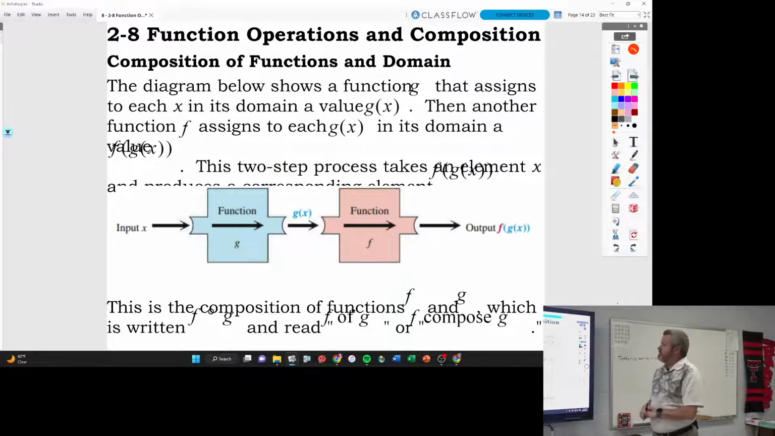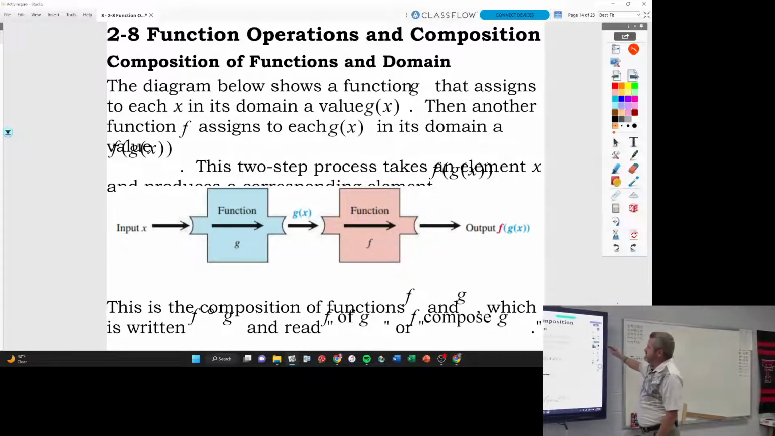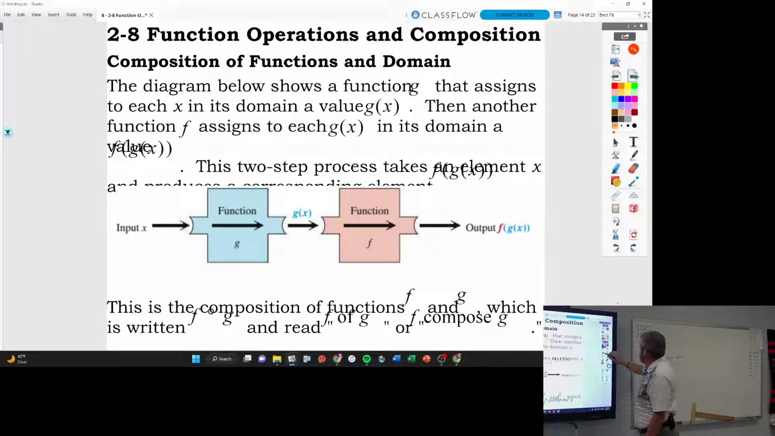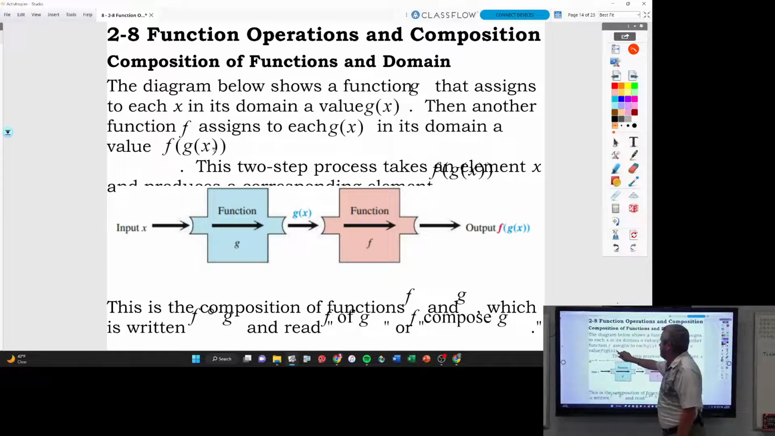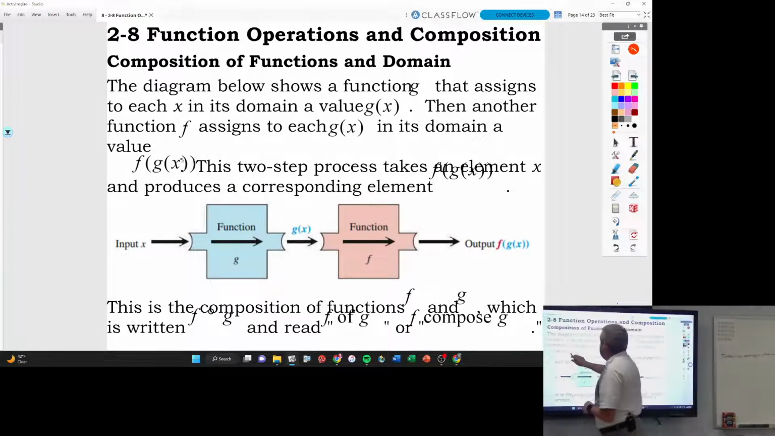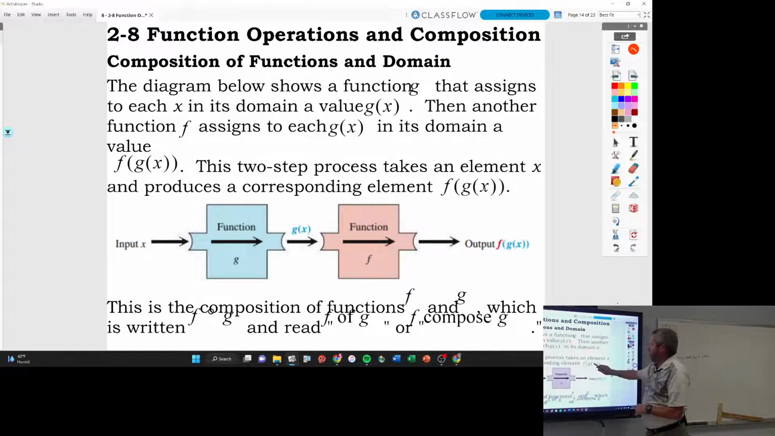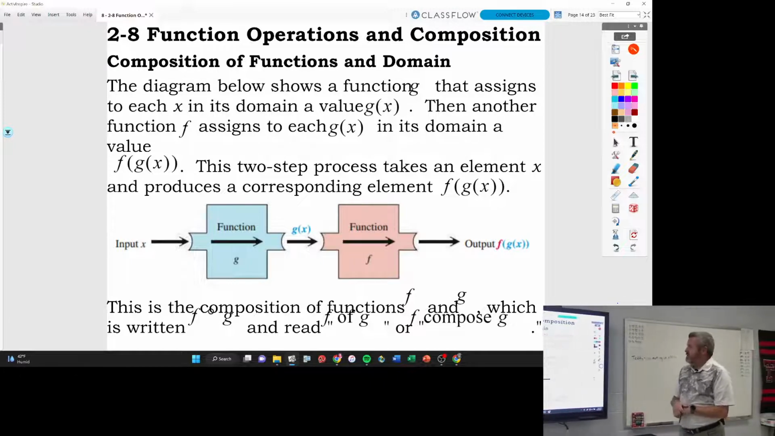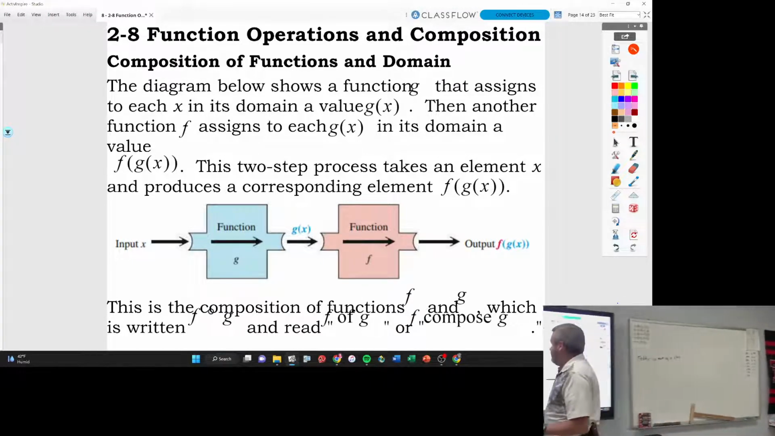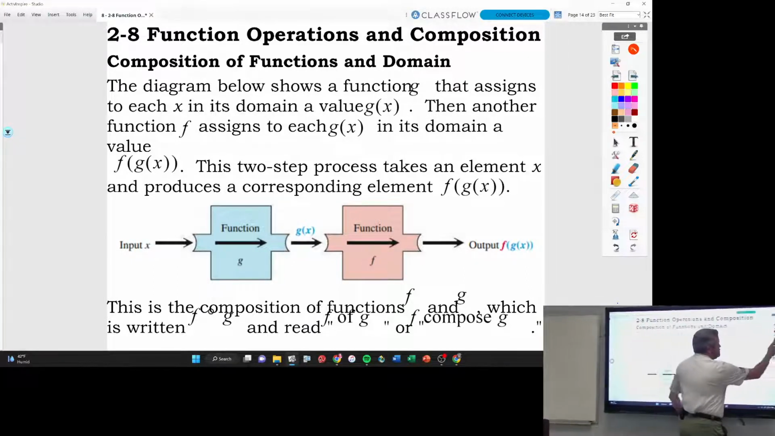The diagram below shows a function g that assigns to each x in its domain a value g of x. Then another function f assigns to each g of x in its domain the value f of g of x. This two-step process takes an element x and produces a corresponding element f of g of x. So again, an x value goes in. It goes into the g function.